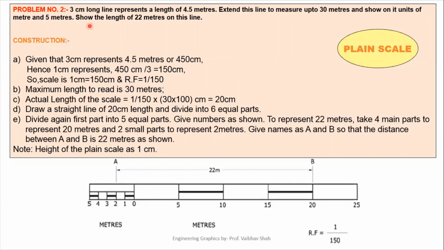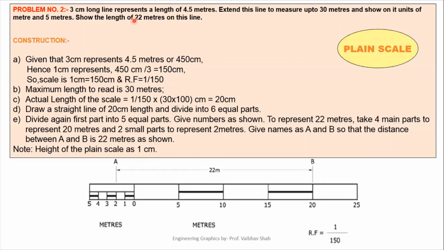Now let us see one more example. A 3 centimeter long line represents the length of 4.5 meters. Extend this line to measure up to 30 meters and show on it units of meters and 5 meters like the previous example. Show the length of 22 meters on this scale. So here also the scale is given. A 3 centimeter long line in the drawing represents 4.5 meters. First of all we have to convert it into RF, and after that we have to measure up to 30 meters, which is our maximum length, and we have to show the units in meters and 5 meters and show the length of 22 meters afterwards, drawing the scale.